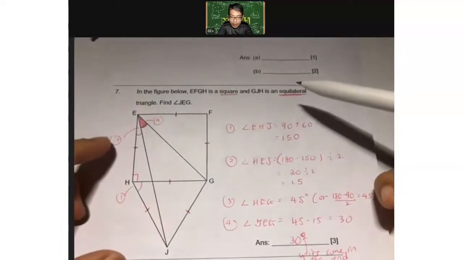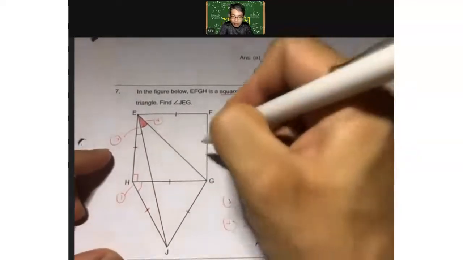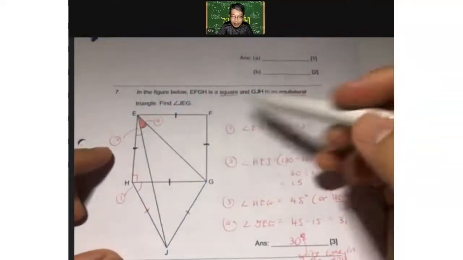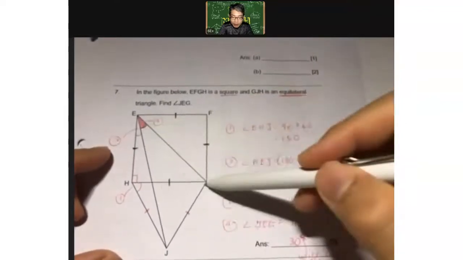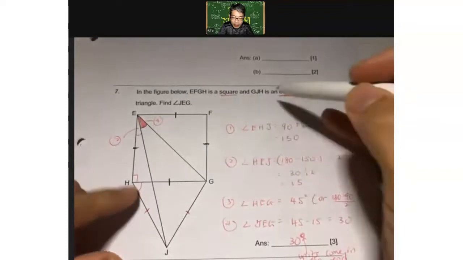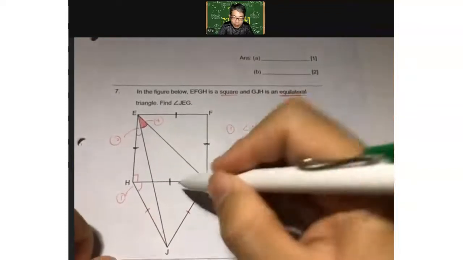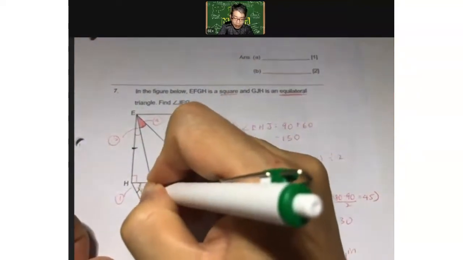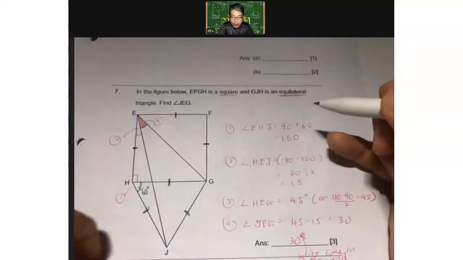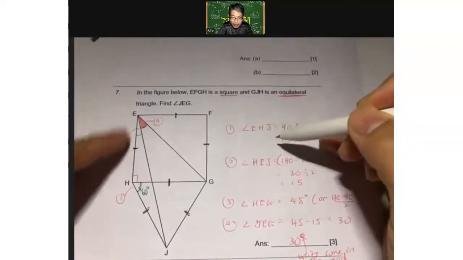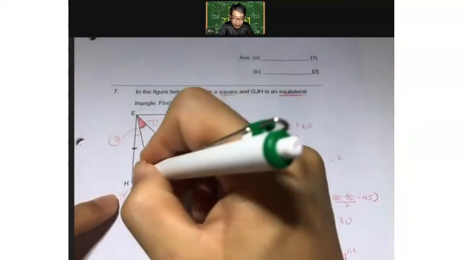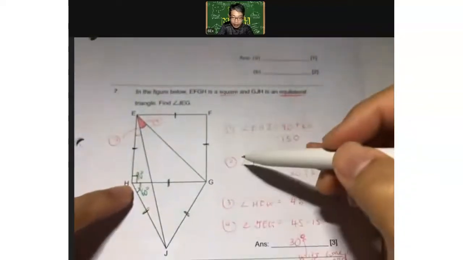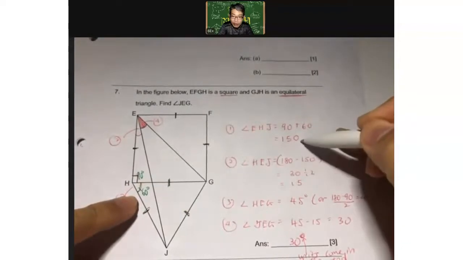And the figure below, EFGH is a square. If this is a square, add in your toothpicks. Those in my class will know this as toothpicks. This will help us to remember, oh, suddenly I see that there is an isosceles triangle here. And since this is an equilateral triangle, if this side is equal to this side is equal to this side, then equilateral triangle means I know this angle is actually 60 degrees. So how do I find this angle EHJ? EHJ, I'll add 90 because this is a square. Square means this is 90 degrees. Angles of a square are all 90 degrees. Plus 60 degrees, I get 150.